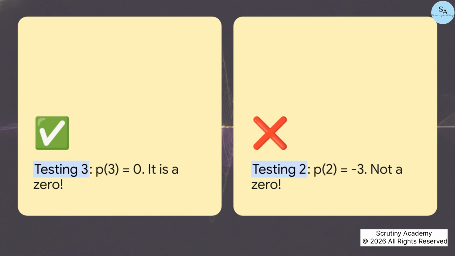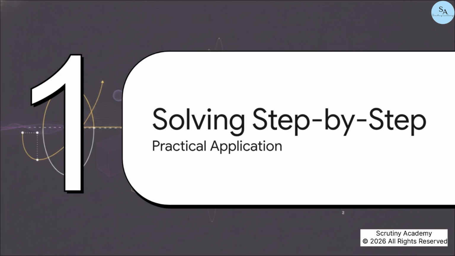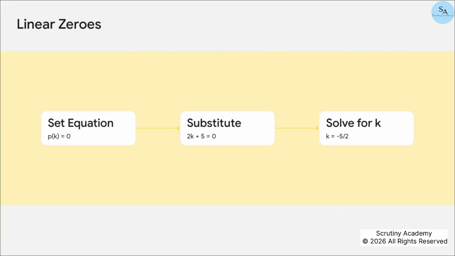But look what happens if we guess wrong. If we test the number 2 instead, the math becomes 4 minus 3, which leaves us with negative 3. Negative 3 is obviously not 0, so 2 is not a 0 of this polynomial. See, it's really just a matter of finding that perfect fit. Section 3. Solving step by step. We've got the theory down, so let's tackle 3 real textbook examples together.